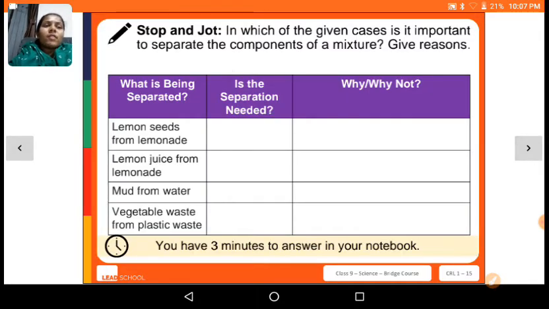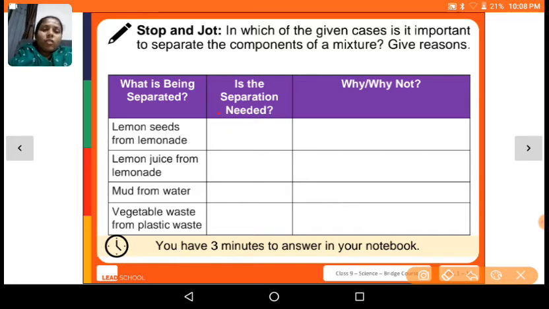In which of the given cases is it important to separate the components of a mixture? Give reason. Lemon seeds from lemonade. Is the separation needed? Yes. Why? Lemon seeds are not good for health and they are useless. Lemon juice from lemonade: no, we need not do the separation. Why? Because to make lemonade, lemon juice is the basic ingredient.